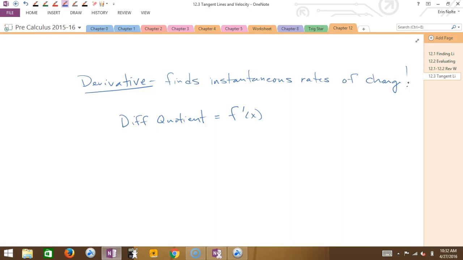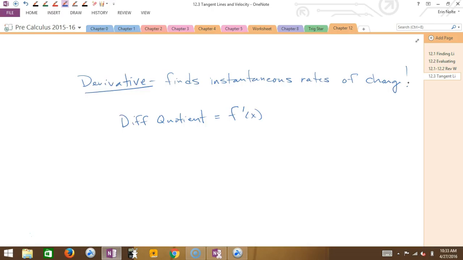When I say a constant rate of change, give me an example of a function that has a constant rate of change. x, 2x, negative 3x plus 5. Any function that is linear has a constant rate of change. Now tell me, in the real world, how often do you think things move at a constant rate? Slim to none, exactly. Very rarely.